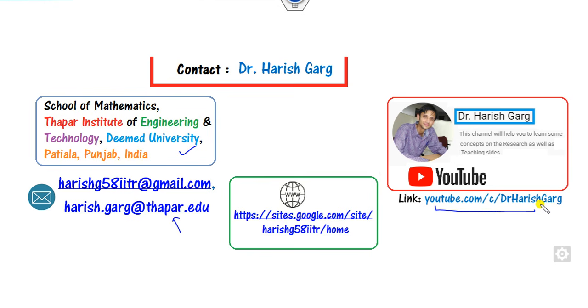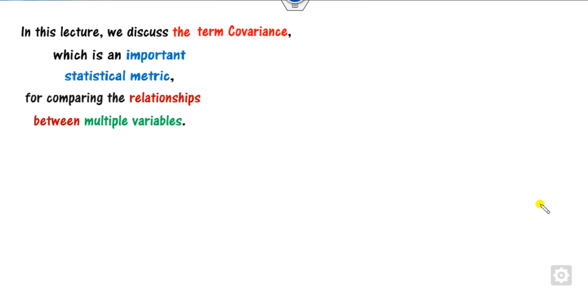So the objective of this lecture is to discuss the term covariance, which is the most important property of the statistical measure, used to compare the relationship between multiple variables. So definitely at least two variables must be there in order to understand the covariance.